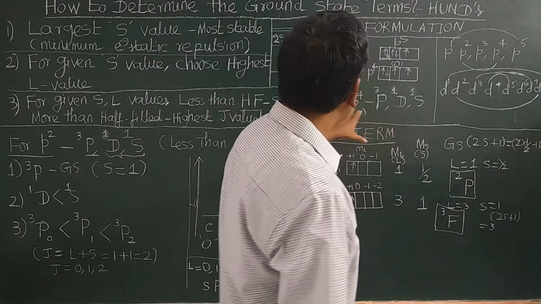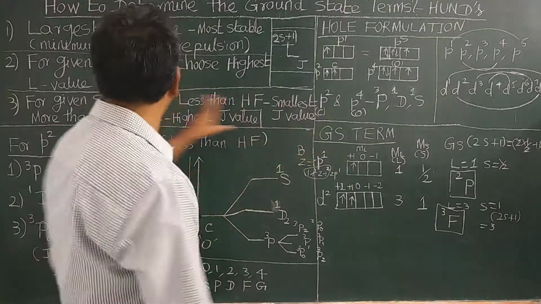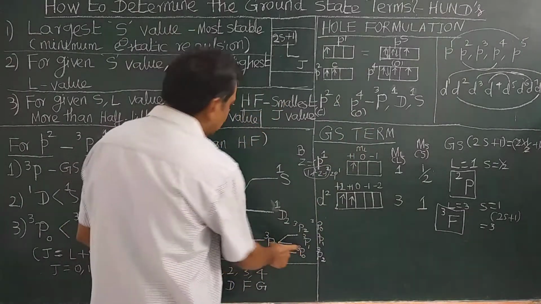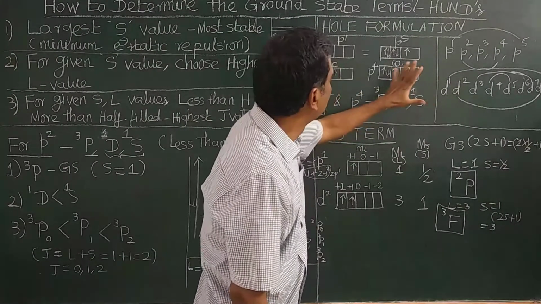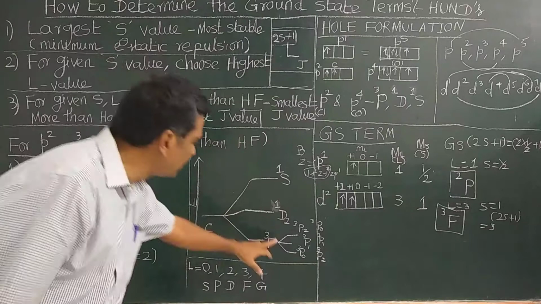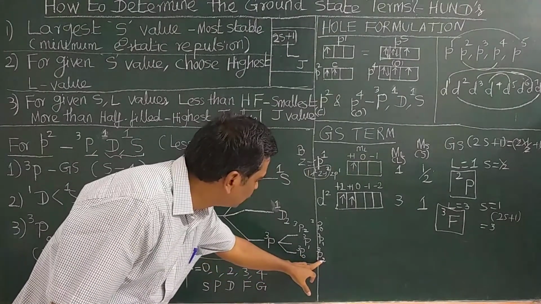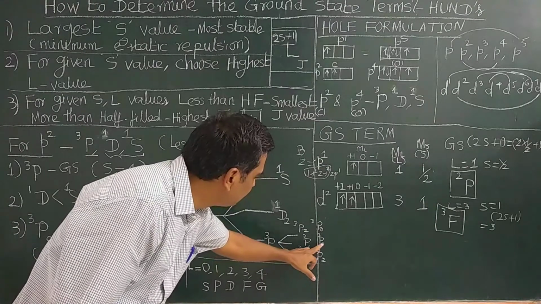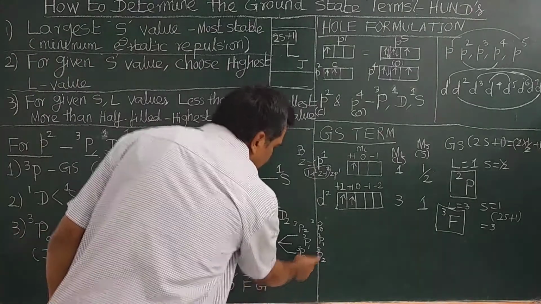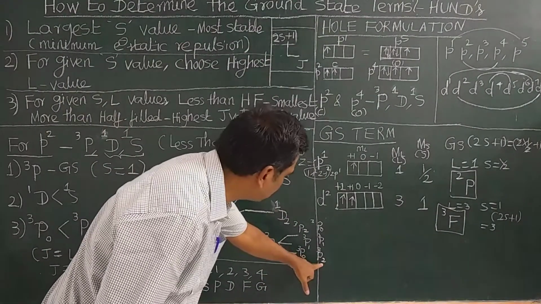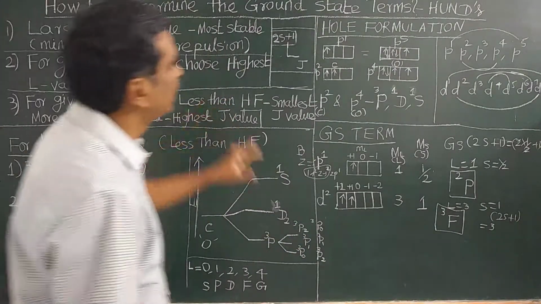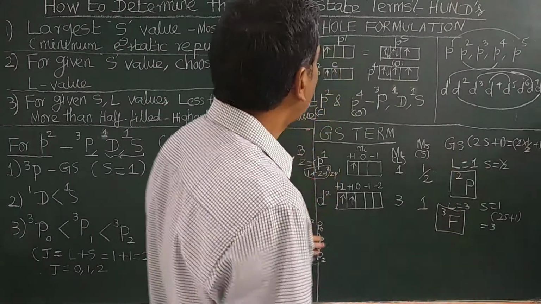Now if you look here, for a given S and L values, again for oxygen, this is the ground state, but this is more than half-filled. So when P4 is more than half-filled, then for more than half-filled, the highest J value is the ground state. Therefore, for oxygen, P2, this is the reverse. 3P2, 3P1, 3P0 is the order of states in increasing order of energy. So this is the ground state because the highest J value is the ground state for more than half-filled for given S and L values.